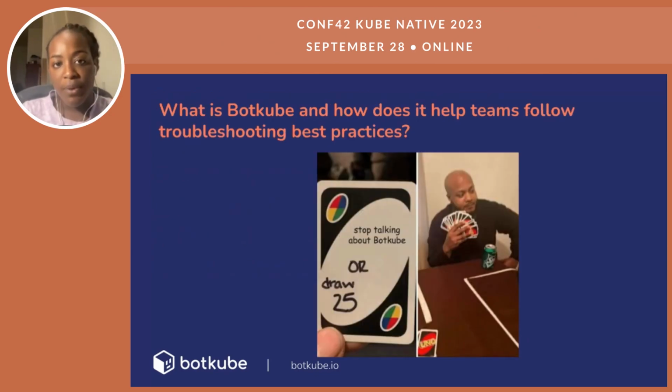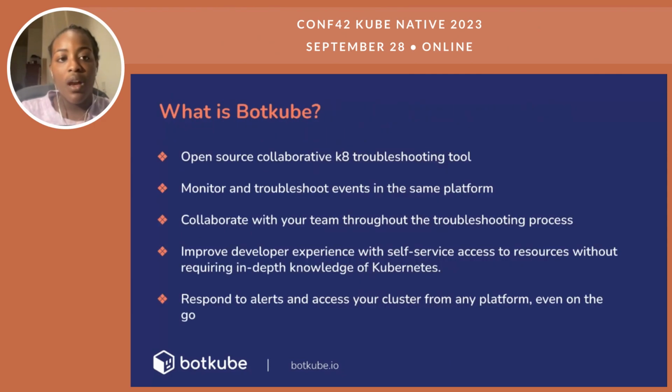So what is Botkube, and how does it help teams follow troubleshooting best practices? Botkube is an open source collaborative Kubernetes troubleshooting tool. This means you're able to monitor and troubleshoot your events in the same platform. So instead of having to screen share or hop on a meeting to solve an error, you're able to solve everything in your chosen platform. And today we'll be talking about how Botkube works well with Microsoft Teams and Azure.